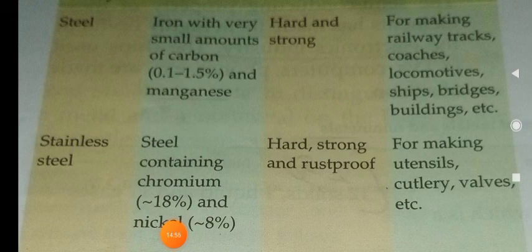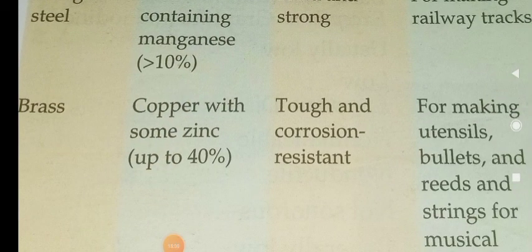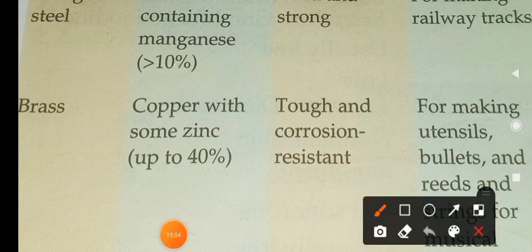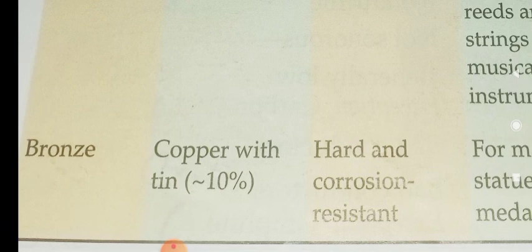Okay, children. Another one is brass. Brass is the alloy of copper and zinc, and it is used for making utensils, bullets, and musical instruments, etc. The next one is bronze. Bronze is the alloy of copper with tin, and it is used for making statues, medals, etc.